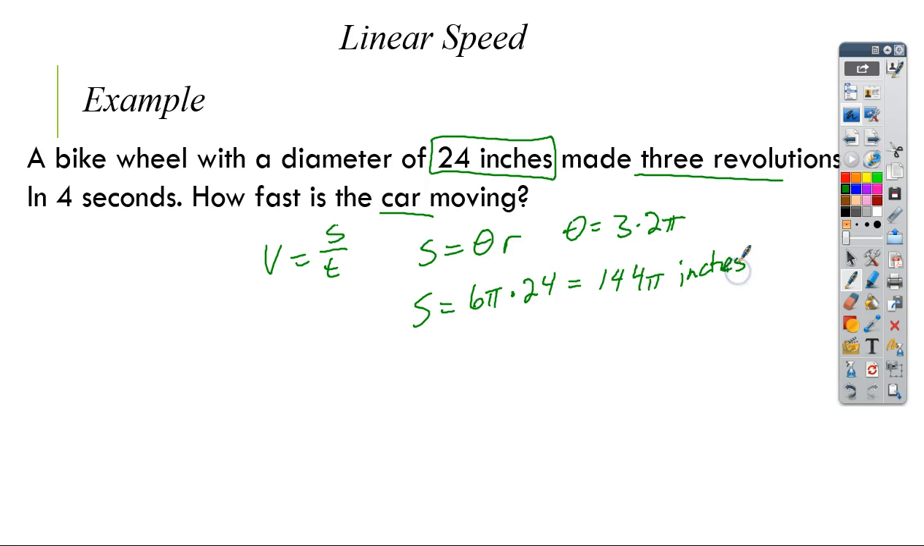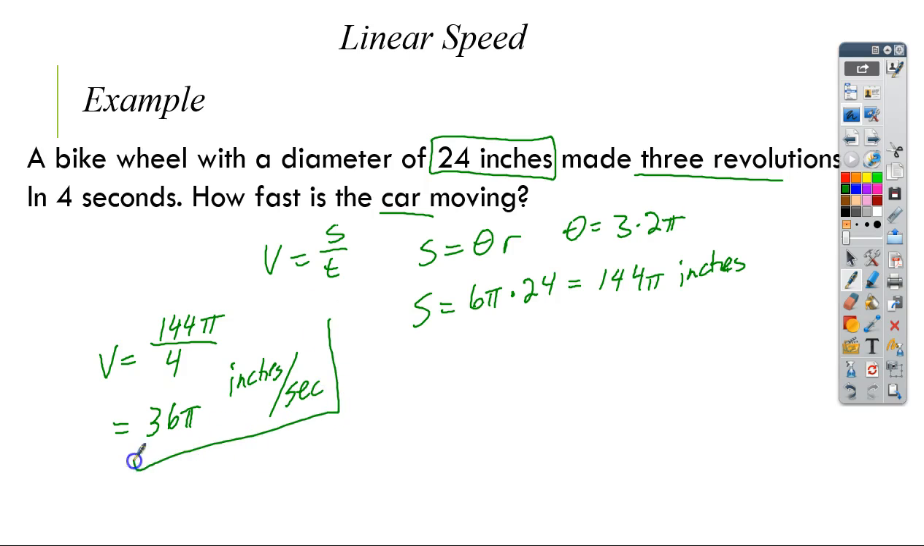And that's that. And now how fast? In seconds? 4 seconds. So I have 144. So now my velocity is equal to 144 pi. Time was 4 seconds. Divide that out, it is equal to 36 pi. Now again, what are my units? Units are distance per time. Distance is going to be in inches, and time is in seconds. And there's my units. Done.